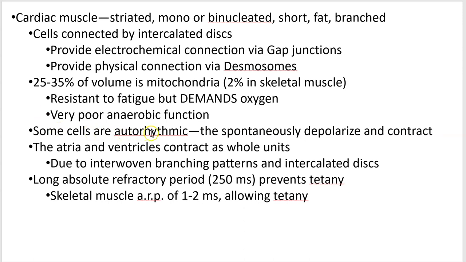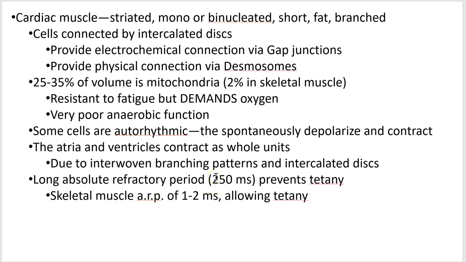Some cells, especially in the nodes, which we'll talk about, are autorhythmic, which means that they will generate their own depolarization and afterwards will contract. These autorhythmic cells are clustered in these nodes, which we'll see next. They fire off such that the atria contract at the same time, and then the ventricles contract at the same time. The atria go first, put blood into the ventricles, ventricles contract next, distribute blood to the arteries.